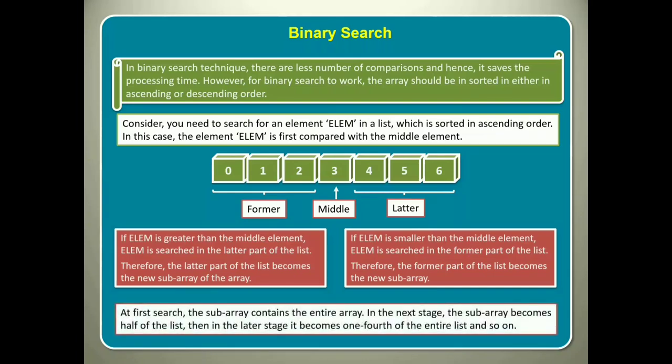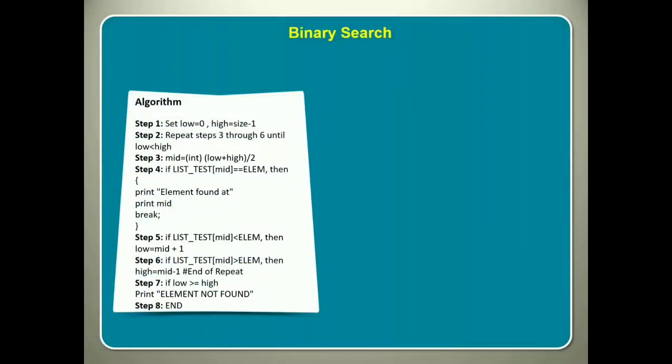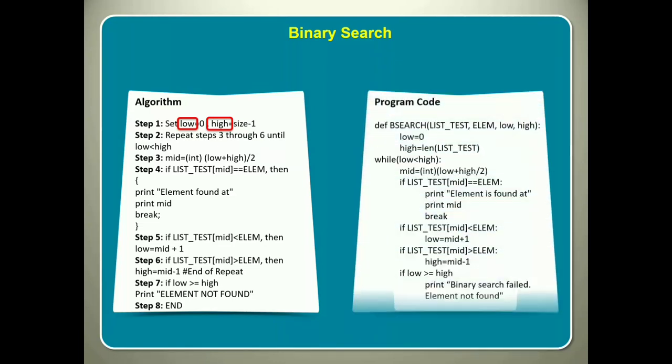At first search, the sub-array contains the entire array. In the next stage, the sub-array becomes half of the list. Then, in the later stage, it becomes 1/4 of the entire list, and so on. Here is an algorithm to search an element using binary search. Please note, the variables low and high are the upper bound and lower bound of list_test respectively. Here is the Python program that uses the same algorithm to search an element by binary search.